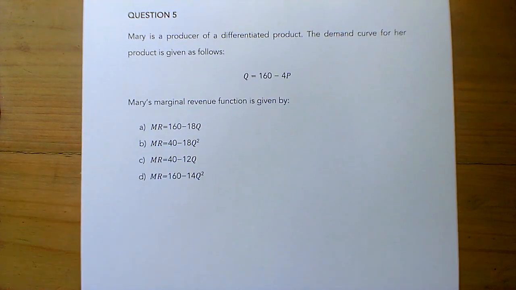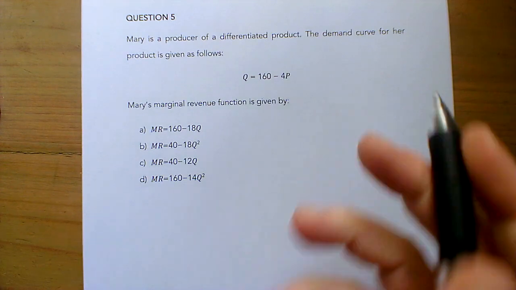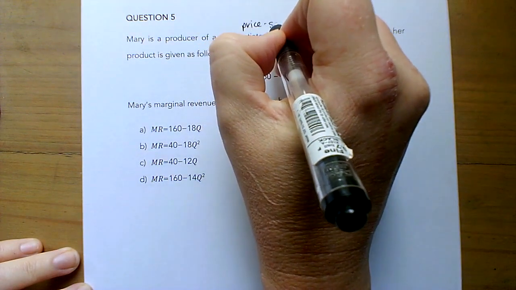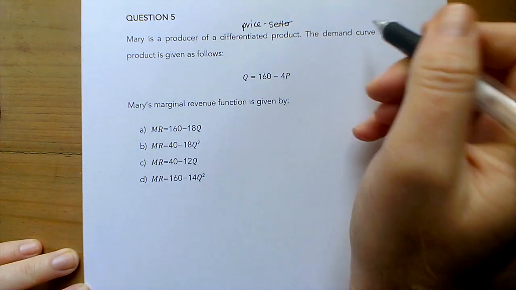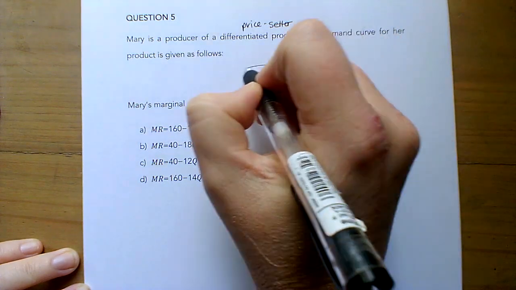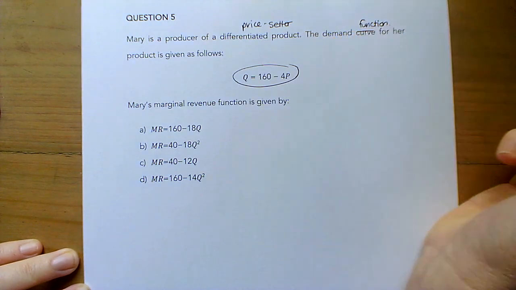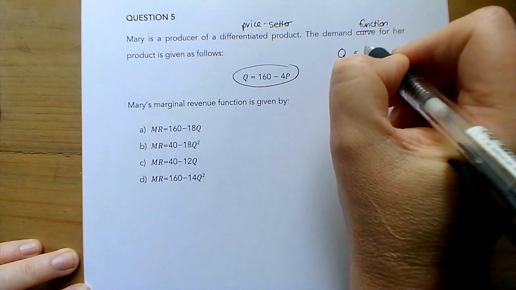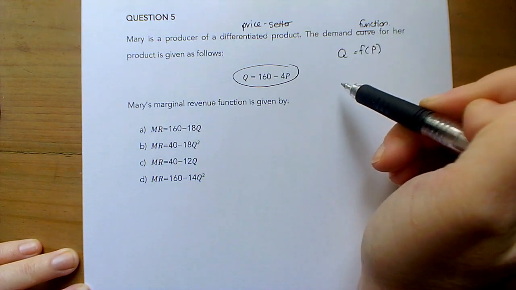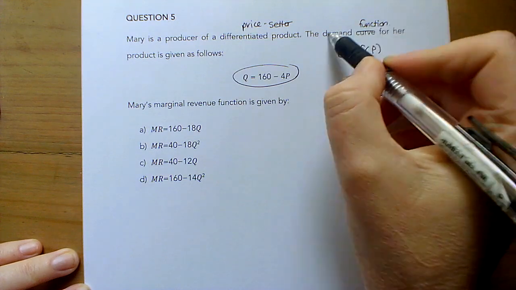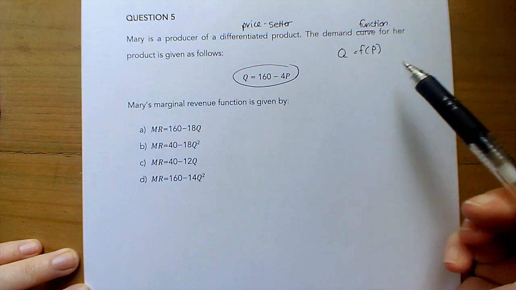Okay, so question 5. Mary is a producer of a differentiated product, and so that makes her a price setter. And we can see from the demand curve given, and in actual fact, technically this is not correct. This is not the function of a demand curve. This is the demand function because we have quantity as a function of price. For this to be the demand curve, we would have to inverse it. So technically stating that this is the demand curve is not absolutely correct. It should have said the demand function.